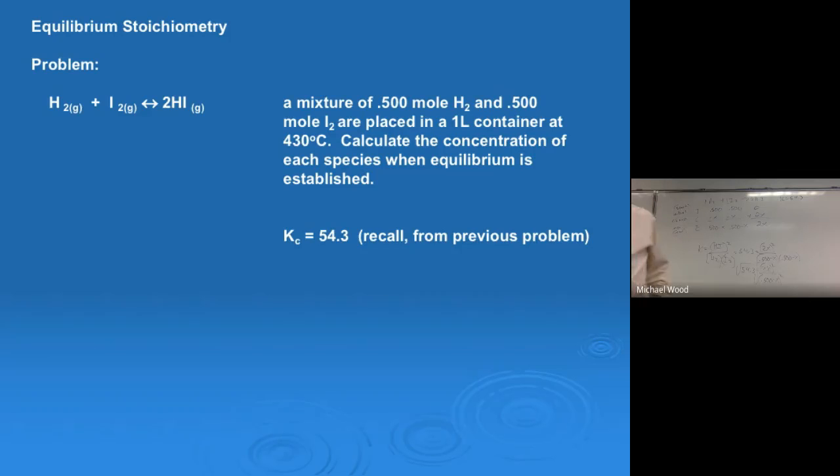So if I do the square root of 54.3, that gives me, so I'll just write up here, 7.37. So that was the square root of 54.3. Now that is equal to 2X over 0.500 minus x. Now it's a little bit more manageable problem. Okay, see if you can solve for x. Let's do some algebra here. See if you can solve for x.